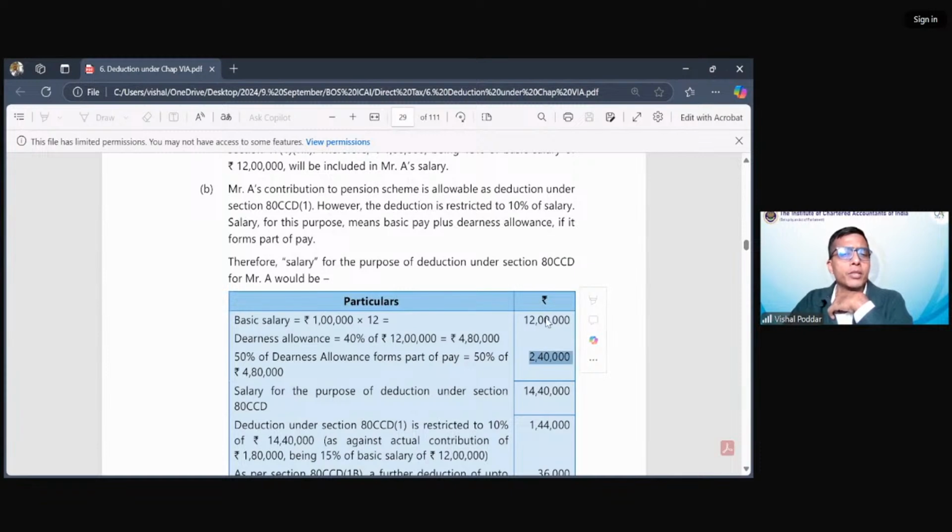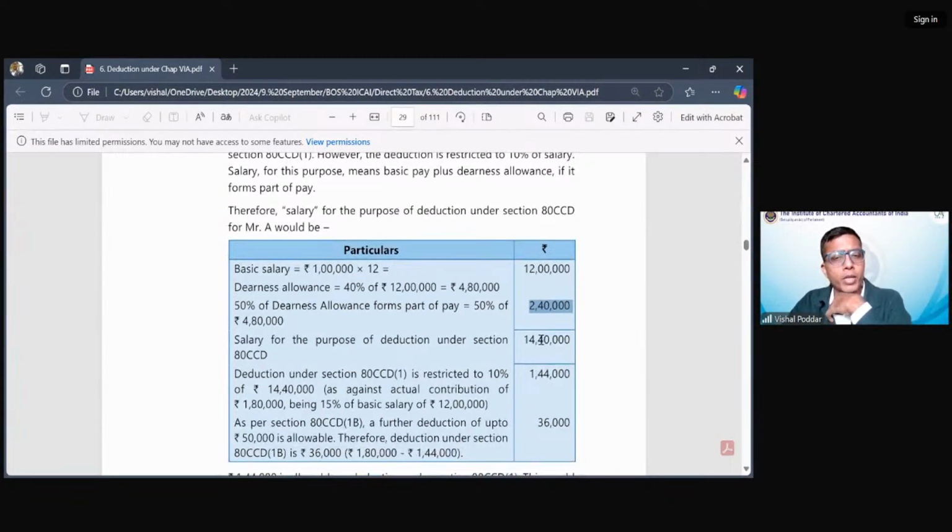So your basic salary is 12 lakhs at the rate of 1 lakh per month. And then DA is 40% of basic, and out of that 50% is forming part. So you take 40% of basic and 50% of that amount. So it comes to 240. They have added. And on that basis, they have computed the limit of 10%, 14%. So they have done that, beta.